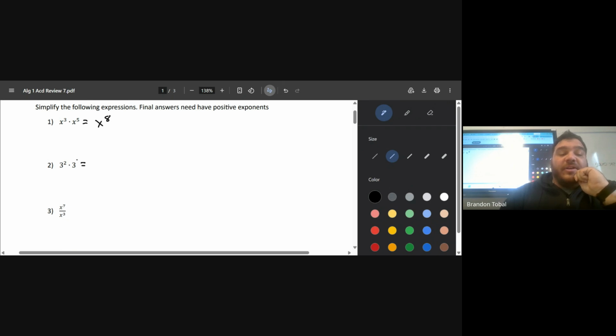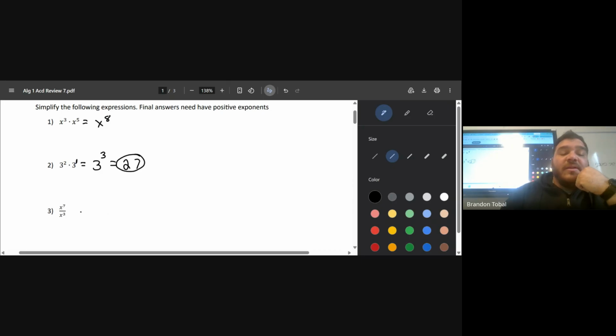Next one, 3 to the second times 3 to the first. No, that 3 does not change, just like x, and it becomes something different. So it's 3 to the third. Because it's an actual number, we could calculate that. So either in your calculator, put 3 to the third power, or do 3 times 3 times 3, 27.